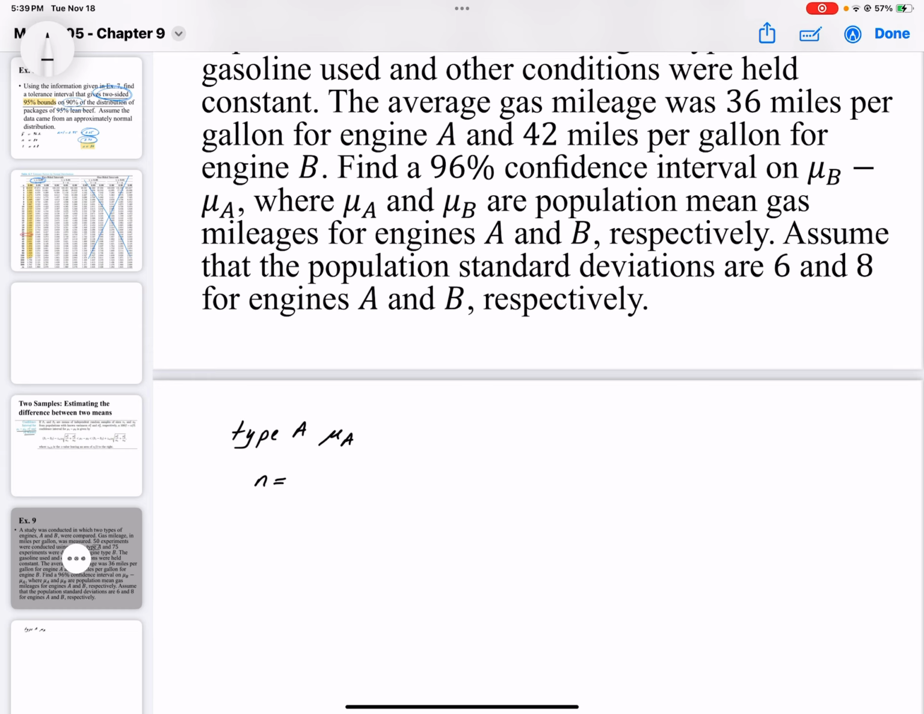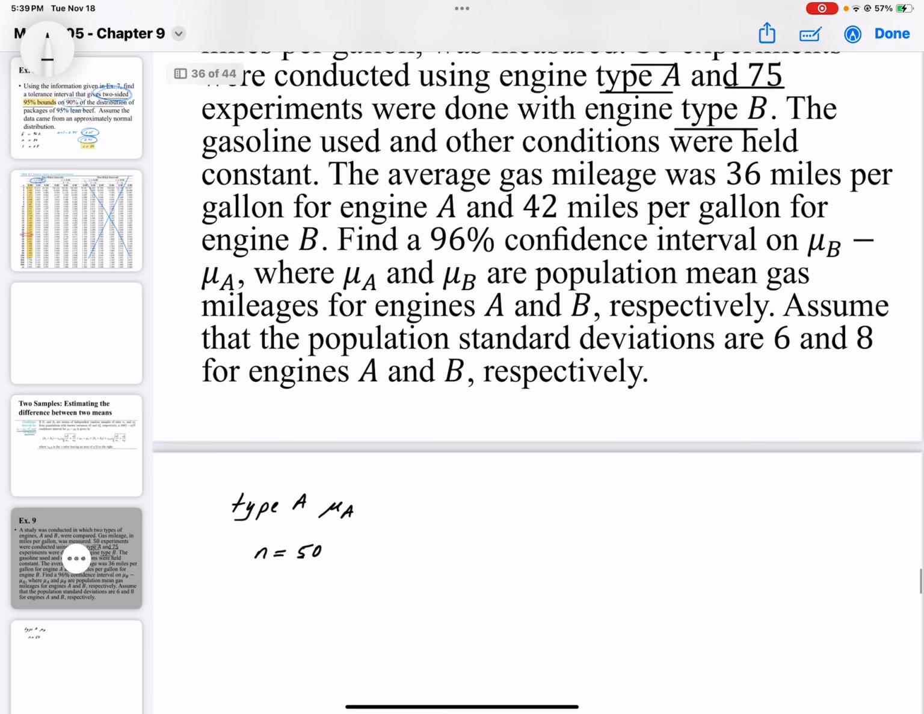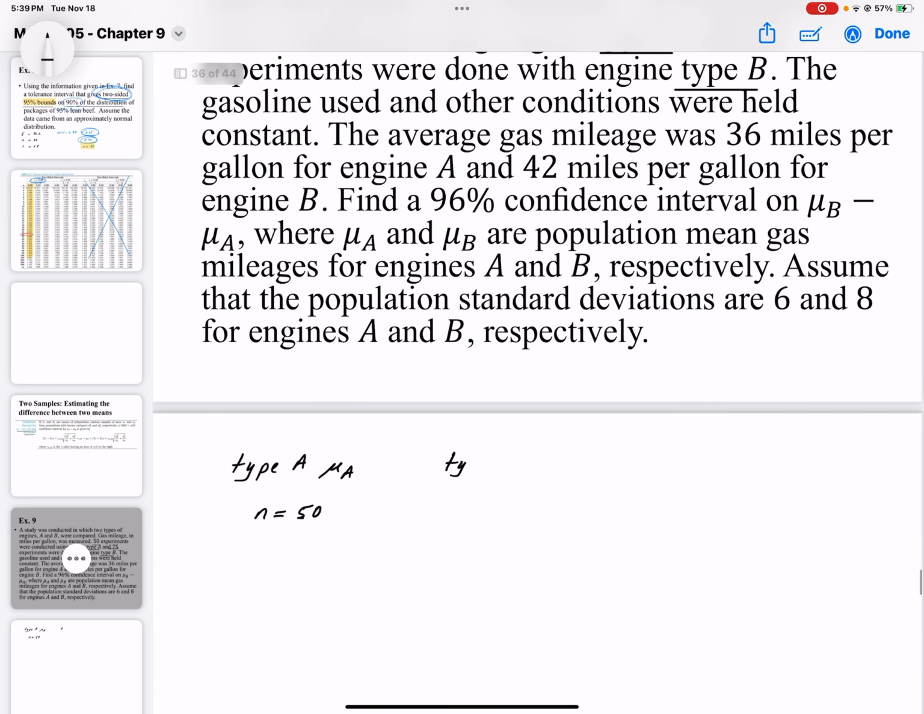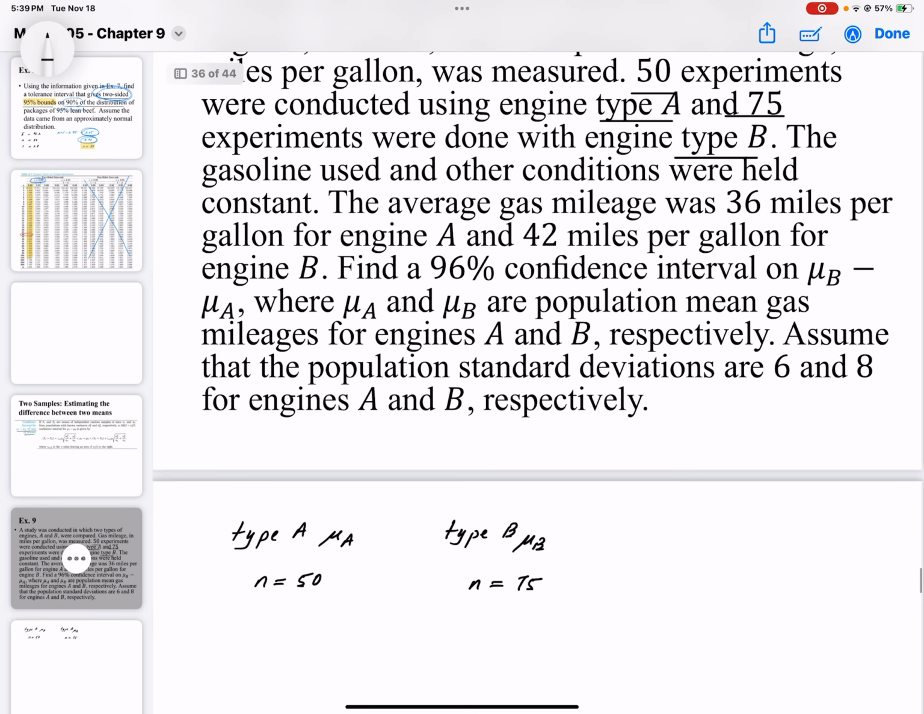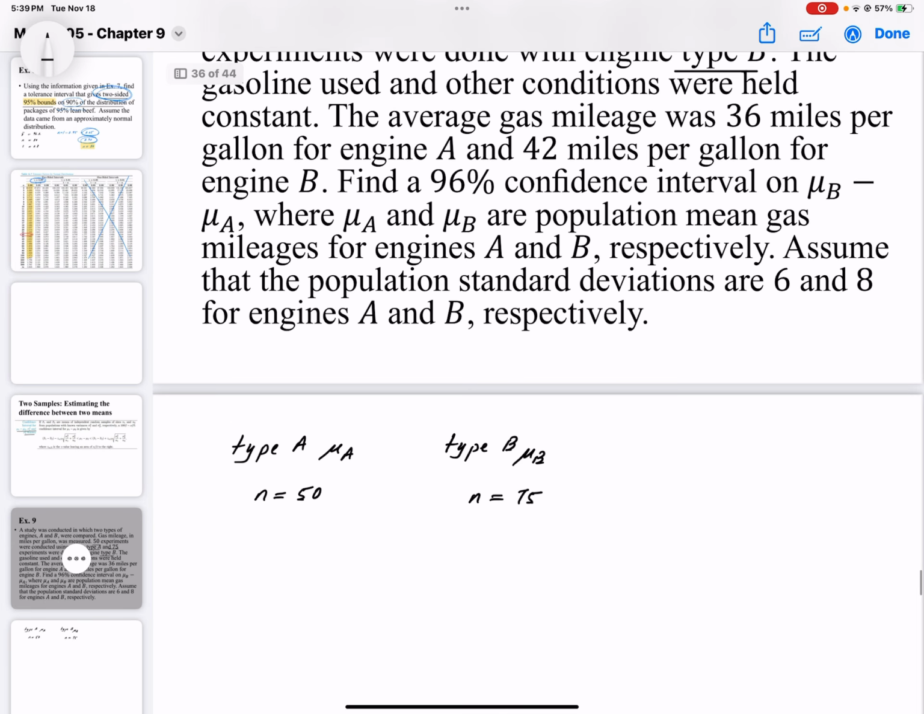N is 50. 75 experiments done with type B. So we have our type B. N is 75. The gasoline used and other conditions were held constant.